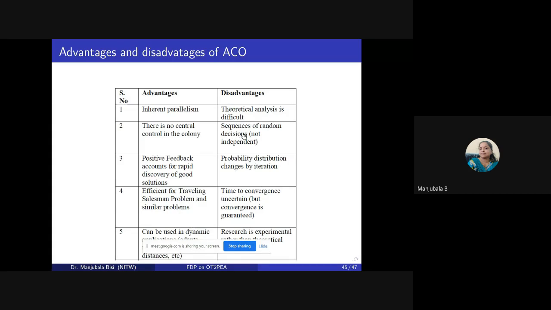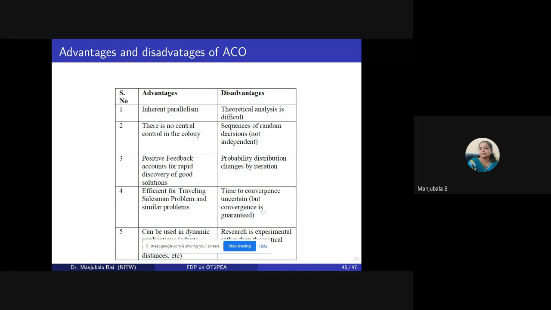Coming to the disadvantages, theoretical analysis is very difficult here. The sequence of random decisions that we are taking using the probability is not independent. If you take different values of alpha, beta and the rho value, depending upon that, our solution will change. The probability distribution is going to change with every iteration. So time to convergence is uncertain, but convergence is guaranteed. You will get a solution.